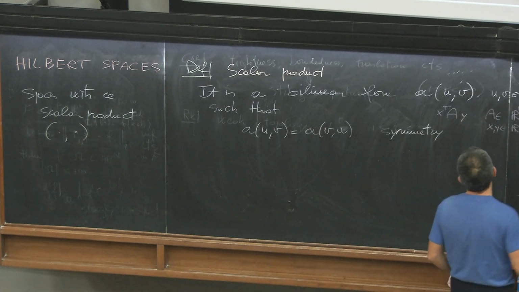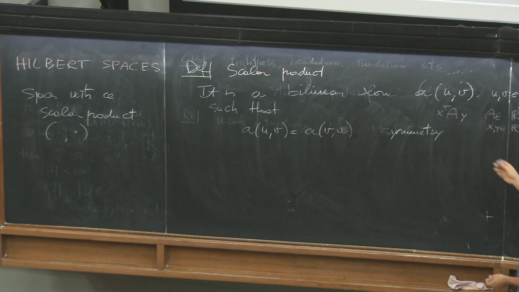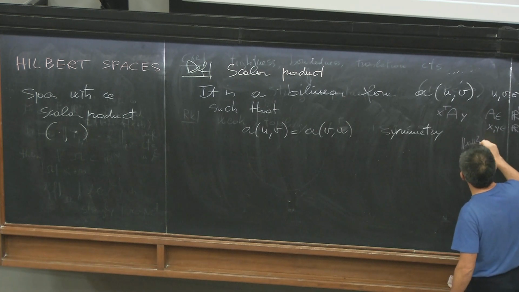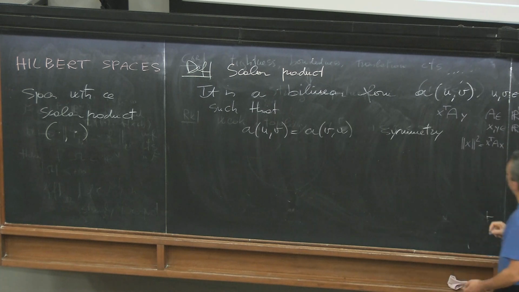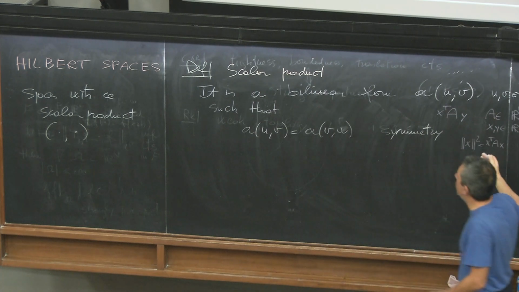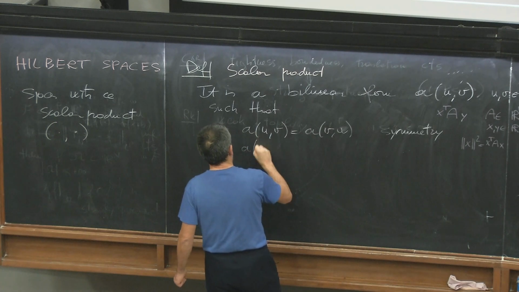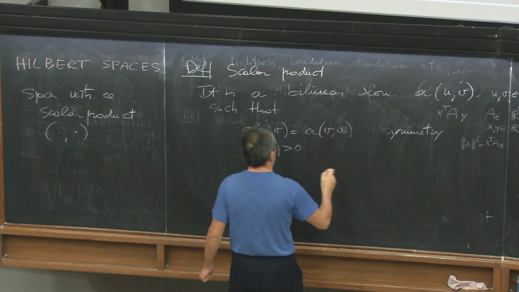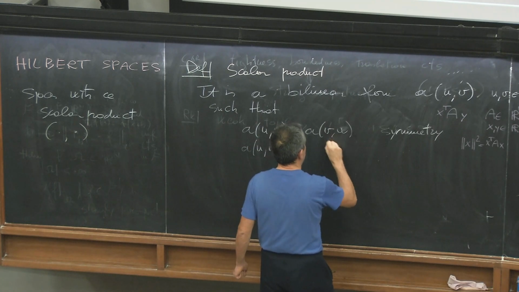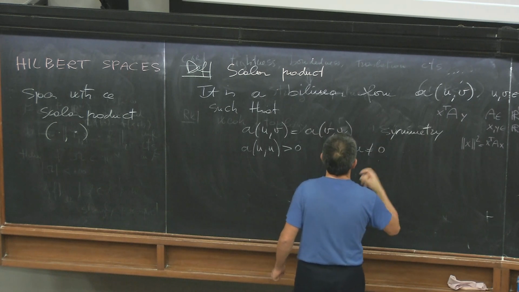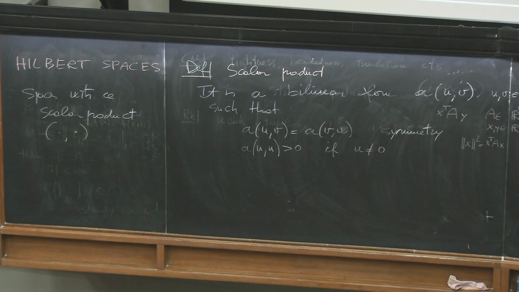And then, you know that the norm is computed. So if this is symmetric, you can say the norm of x squared is x transpose A x. Okay, so you want this to never be 0. It should be greater than 0, except for the case where x is equal to 0. So A of u u greater than 0 if u is different than 0. For u equal to 0, by linearity, it is automatically 0.